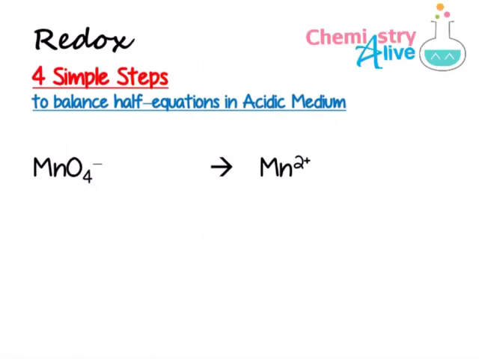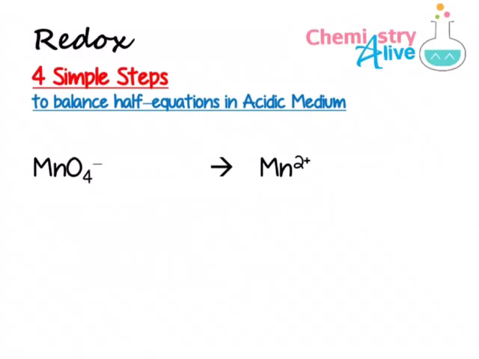Let's say given this, MnO4- is reduced to manganese ions, Mn2+. How are we going to balance this then in acidic medium? I'm going to show you in a while how to balance half equations in acidic medium in just 4 simple steps. Step 1. Balance all atoms other than oxygen and hydrogen atoms.